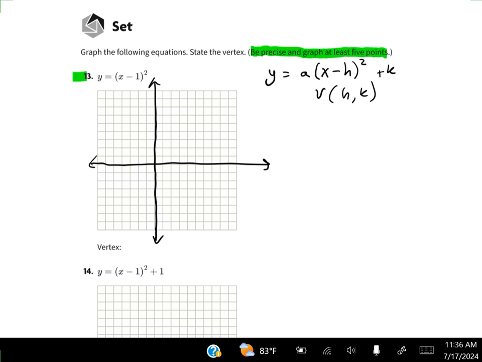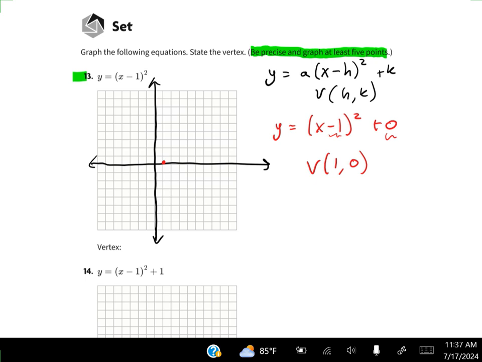So in this case, if I were to look at this equation, it seems like we're missing the k. And we're going to treat that the same way that we did with the previous problem. If it's not there, we're just going to assume it's 0. So this actually gives us our vertex. Our vertex is at (1, 0). All right, so we take the vertex from this point and this point. (1, 0) puts us right here.